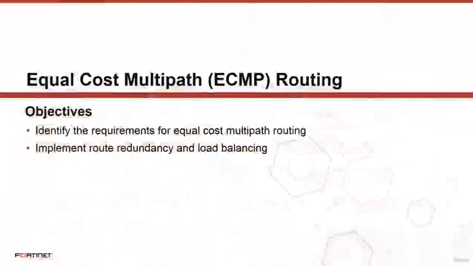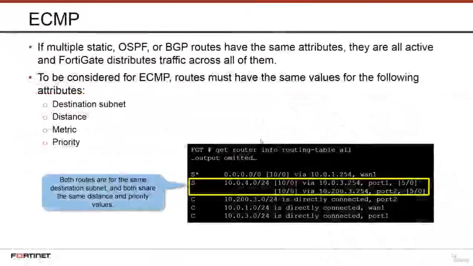Equal cost multipath routing. Identify the requirements for equal cost multipath routing. Implement route redundancy and load balancing. If multiple routes of the same type have the same attributes, they can all be installed in the routing table and FortiGate can distribute traffic across all of them.